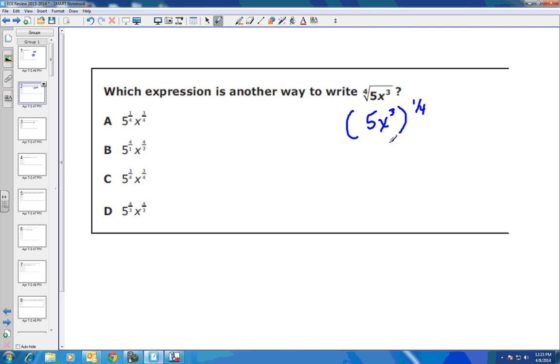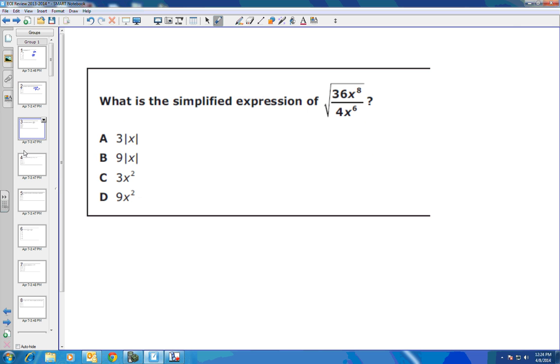Okay, so well, I'm not finished yet because this exponent has to go with everything inside the parentheses. So now that would be 5 to the 1/4, x to the what? 3/4. Okay, so my answer is A. All right, so far so good. All right, the next one.